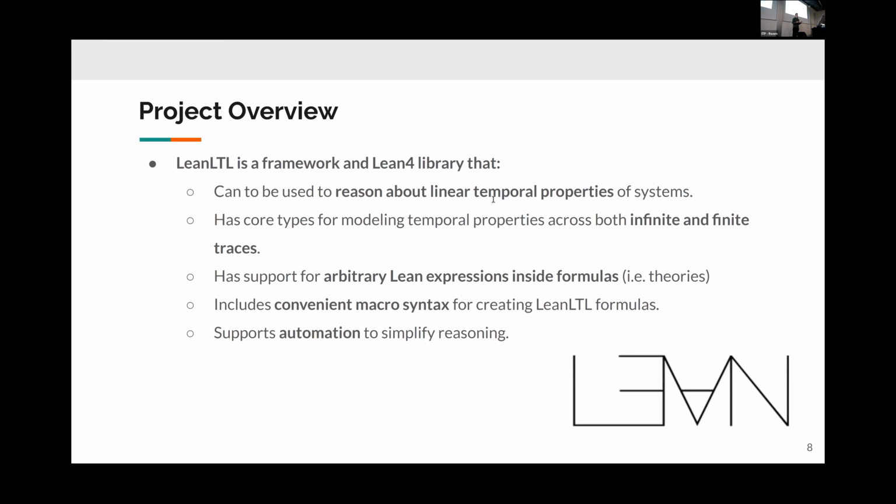So as a project overview, LeanLTL is a framework and Lean4 library that can be used to reason about linear temporal properties of systems. It has core types for modeling temporal properties across infinite and finite traces. It has support for arbitrary Lean expressions inside formulas, which sort of fill the role of theories. It includes convenient macro syntax for creating these LeanLTL formulas. And it also supports some preliminary automation to simplify reasoning. This is in-progress work, so we're hoping to add more, which I'll get into towards the end of the talk.